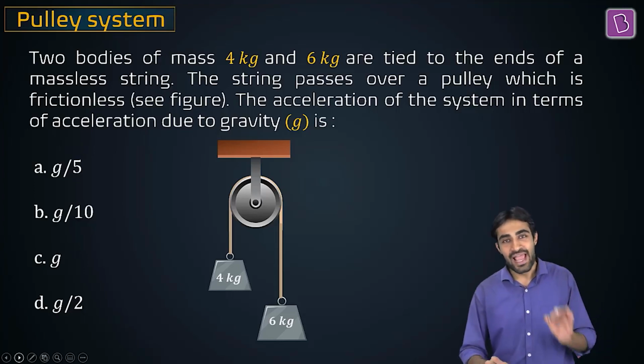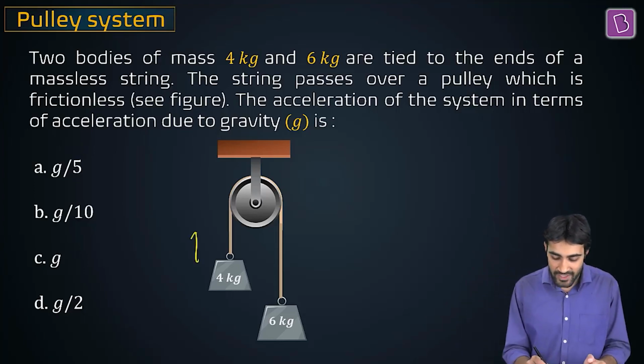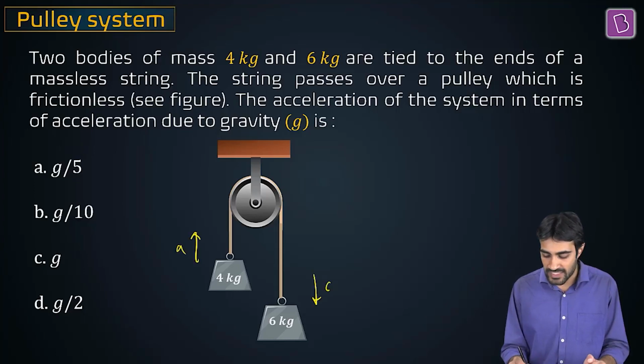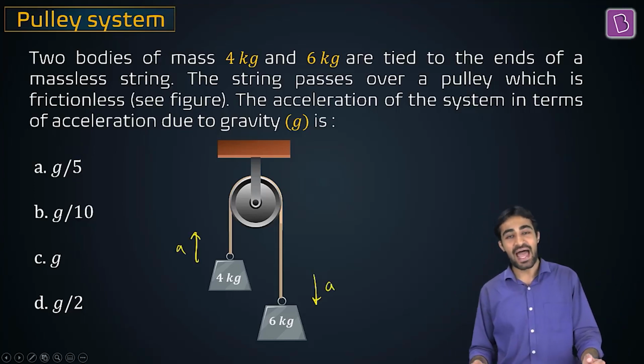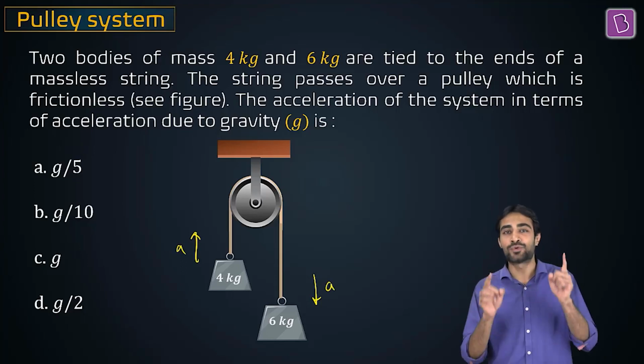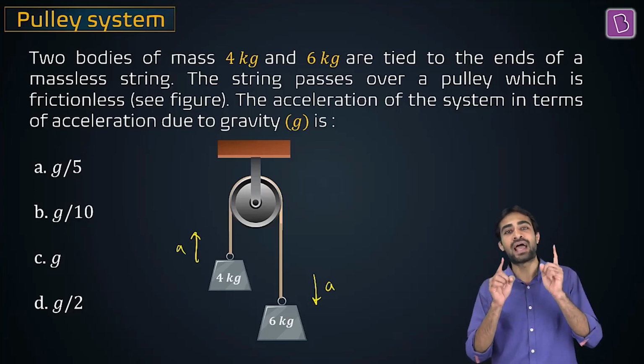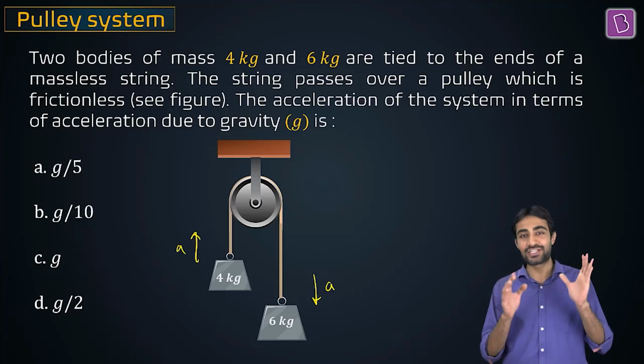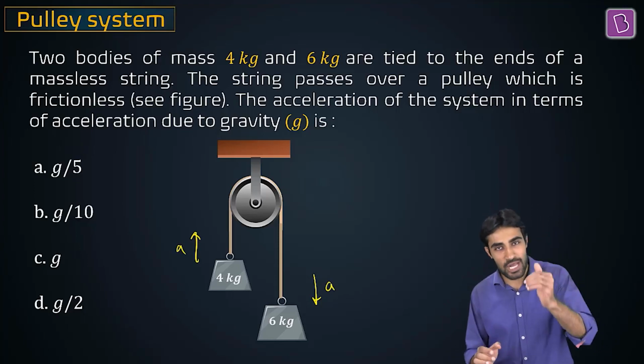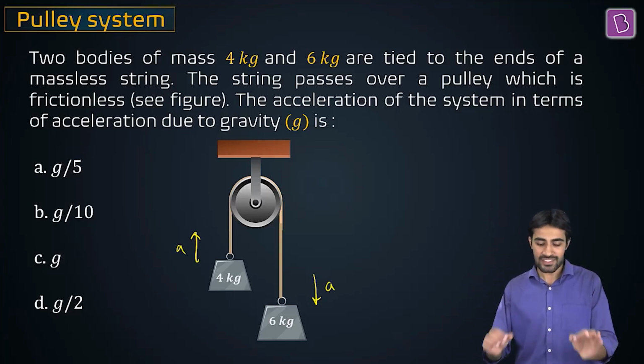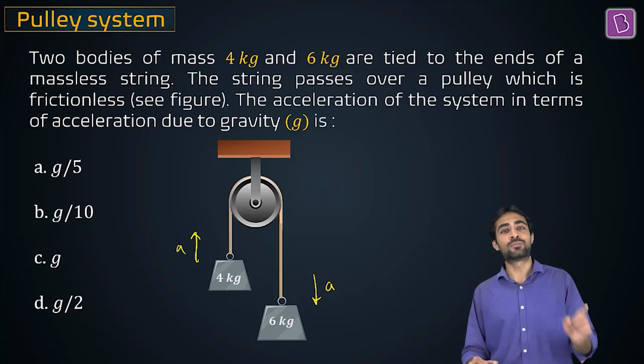So what is asked? It is asked what is the magnitude of acceleration of these masses. We can see the acceleration has the same magnitude a, but the directions of the acceleration are different. 6 kg is the heavier one, so it will accelerate in the downward direction. Now let's try to tell this a in terms of g.